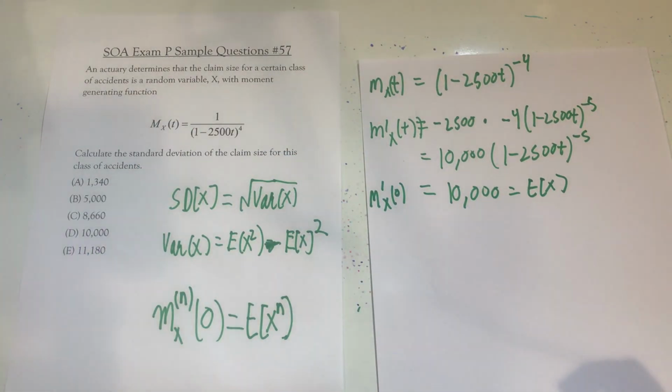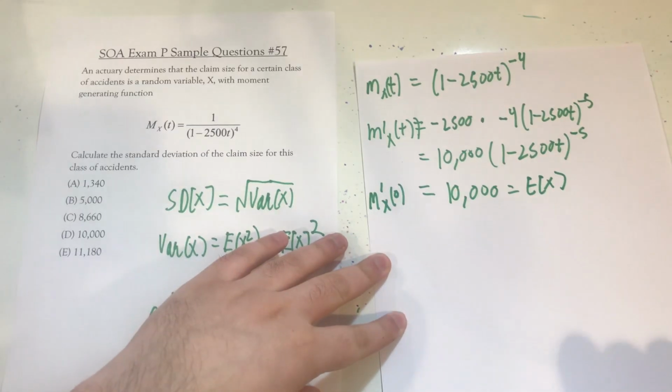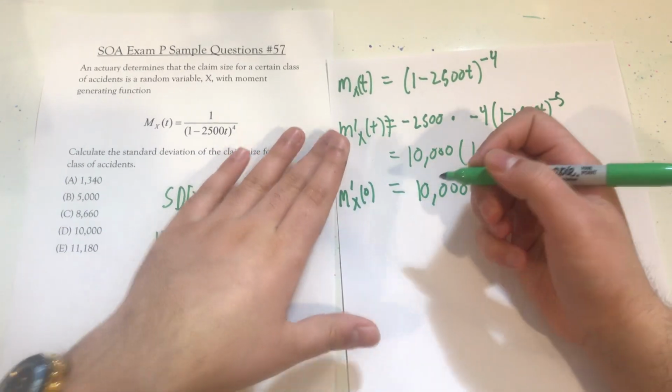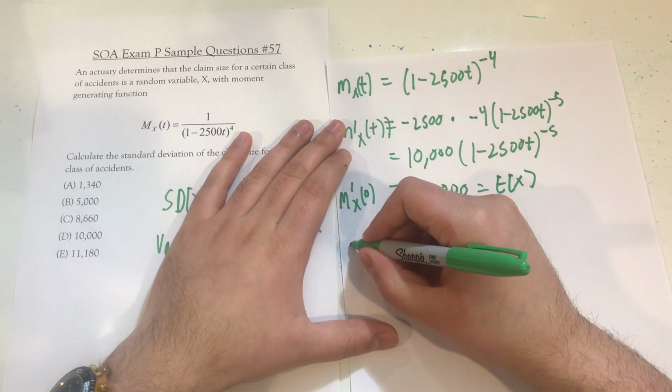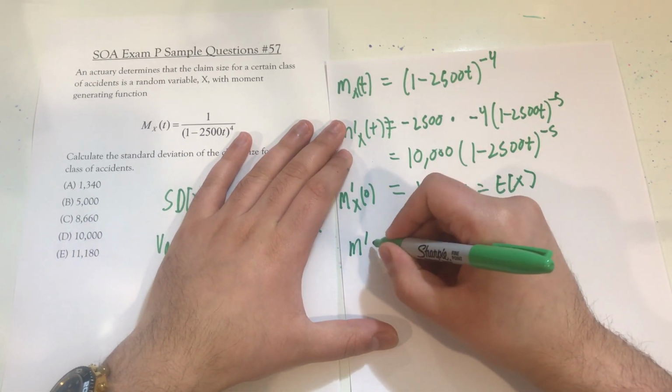Now I'm going to take the second derivative, which I'm going to do using this function right here. And I have an inside and outside, and that's going to be, so let me just rewrite this.